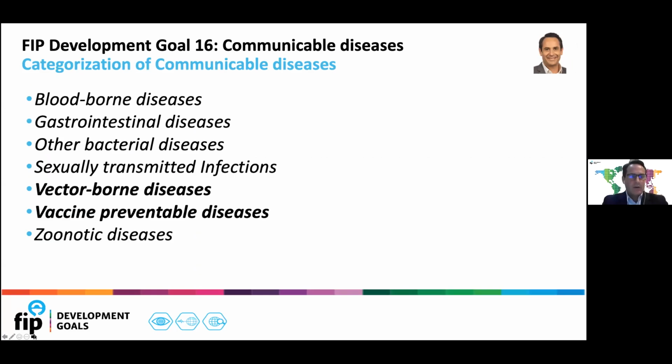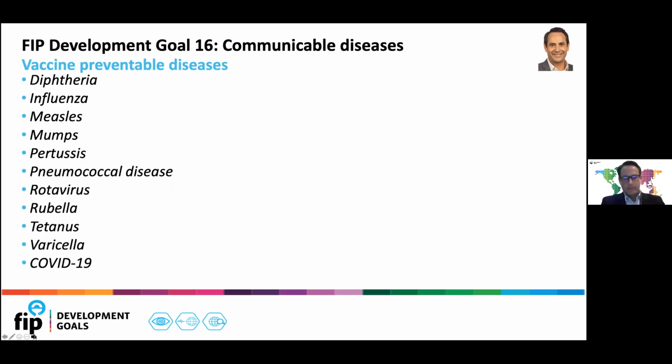You can categorize them in a number of different ways. Here we have bloodborne diseases, gastrointestinal diseases, other bacterial diseases, sexually transmitted infections, vector-borne diseases, which we've just heard such a lovely presentation on, vaccine preventable diseases, and zoonotic diseases. I've highlighted vector-borne diseases and vaccine preventable diseases because FIP has done a tremendous amount of work in that space and continues to do so.